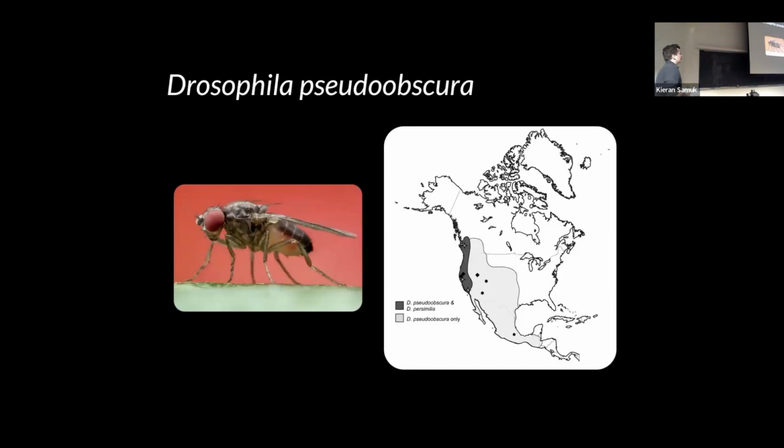Okay, so this work was done on natural populations of Drosophila pseudoobscura. There it is. It's a native species endemic to the southwestern United States and northern Mexico. It probably looks like just a fly to many of you, but it's not just a fly to me.